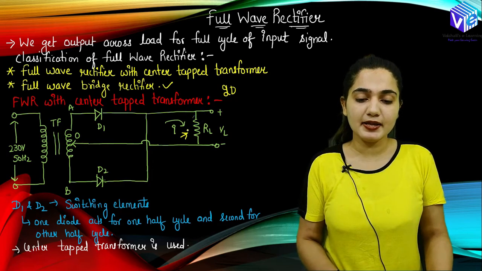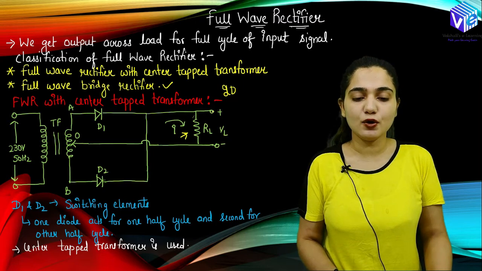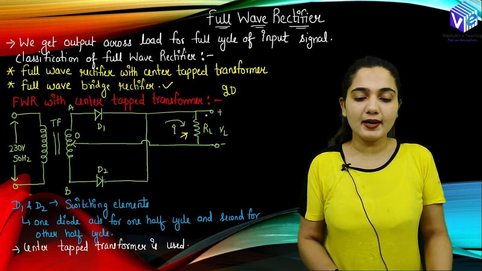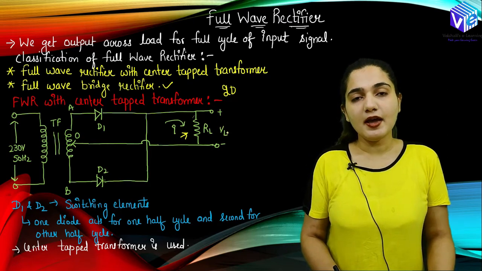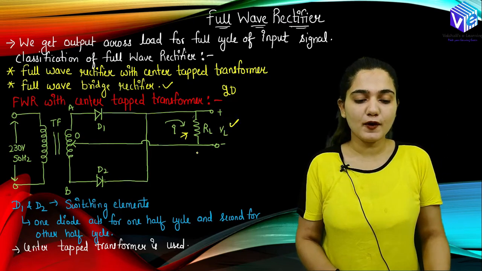We are taking the output from the load resistance, so we will be taking the parallel output from this, and the voltage across this load resistance will be my VL. I hope you understood all of them.